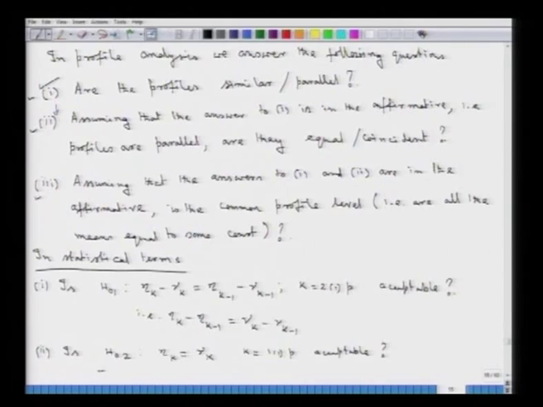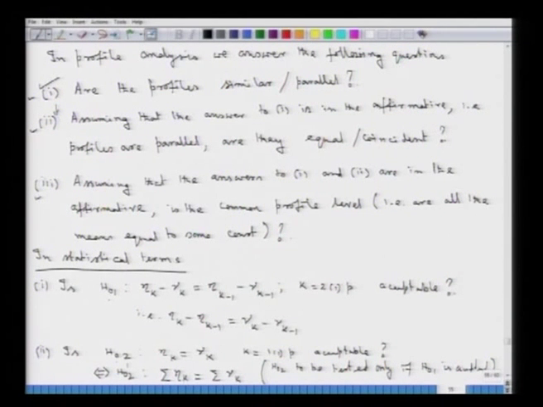Now note that this is equivalent to H naught 2 prime, which is going to be summation eta k, equal to summation of these new k terms. An important thing to be noted here is that we will only test H naught 2 if H naught 1 is accepted. H naught 2 is to be tested only if H naught 1 is accepted, then only this equality of the profiles makes any sense, otherwise not.